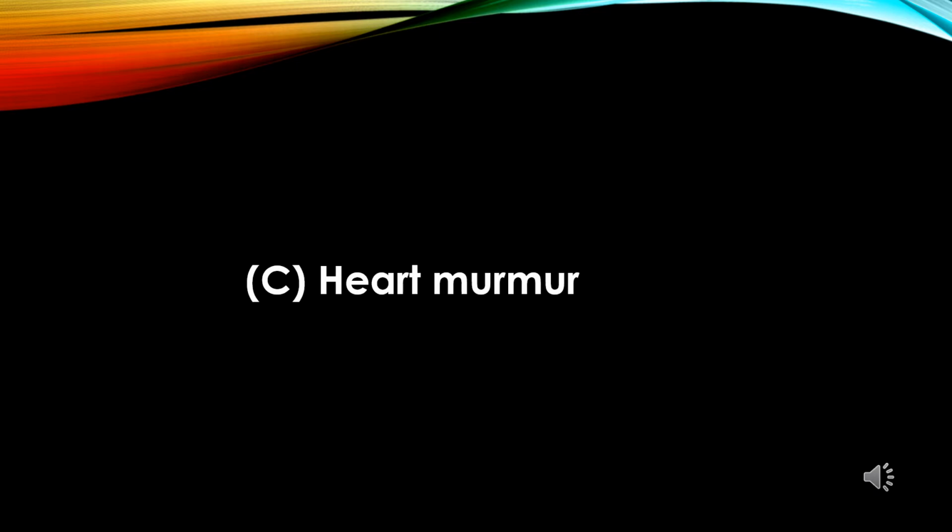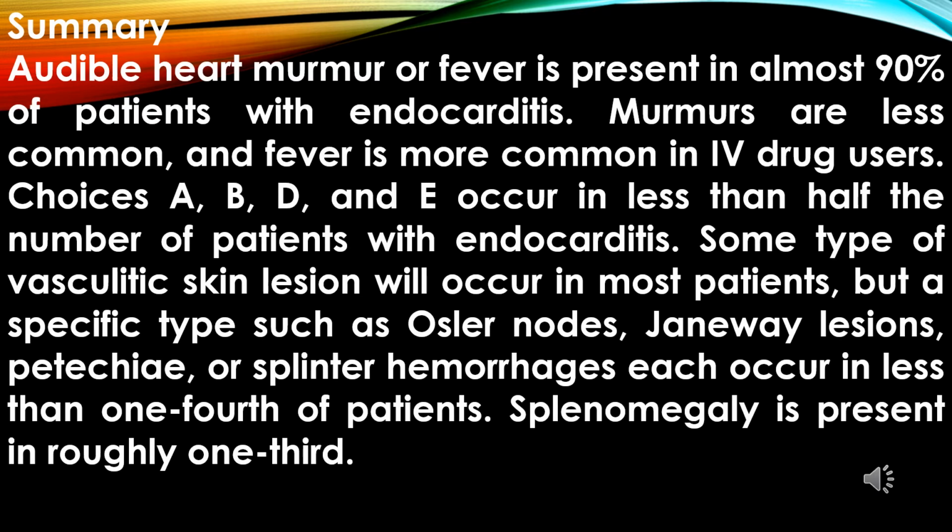C. Heart murmur. Summary. Audible heart murmur or fever is present in almost 90% of patients with endocarditis. Murmurs are less common and fever is more common in IV drug users. Choices A, B, D, and E occur in less than half the number of patients with endocarditis.